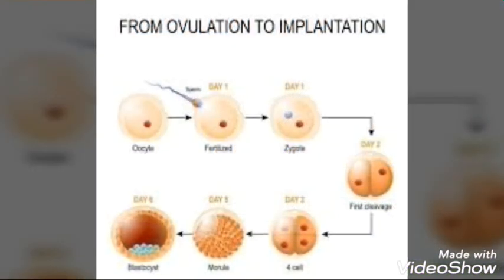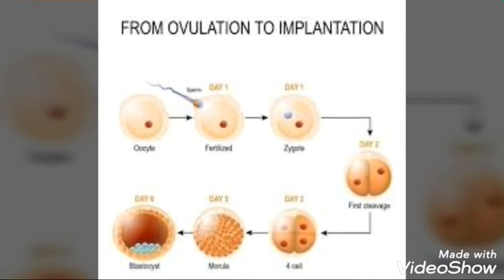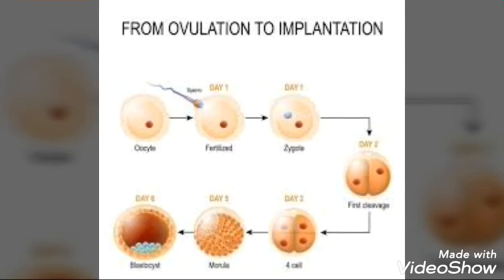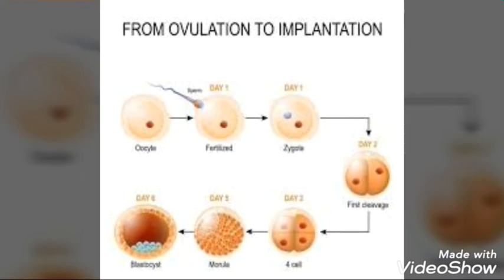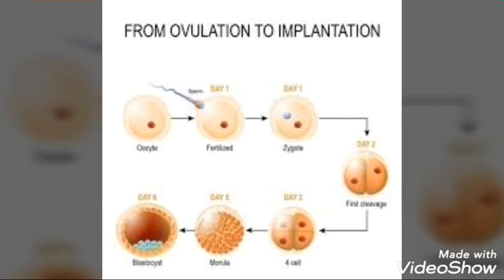The blastomeres in the blastocyst are arranged into one outer layer called trophoblast and an inner group of cells attached to the trophoblast called the inner cell mass. The trophoblast gets attached to the endometrium of the uterus, and this process is called implantation, and that leads to pregnancy.